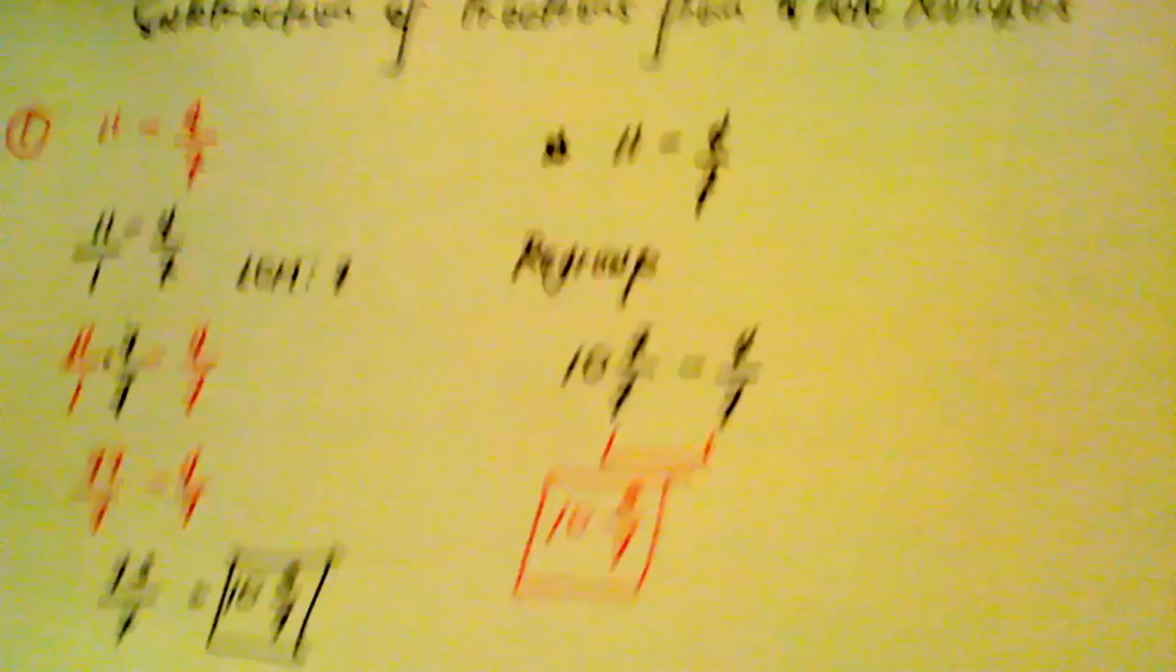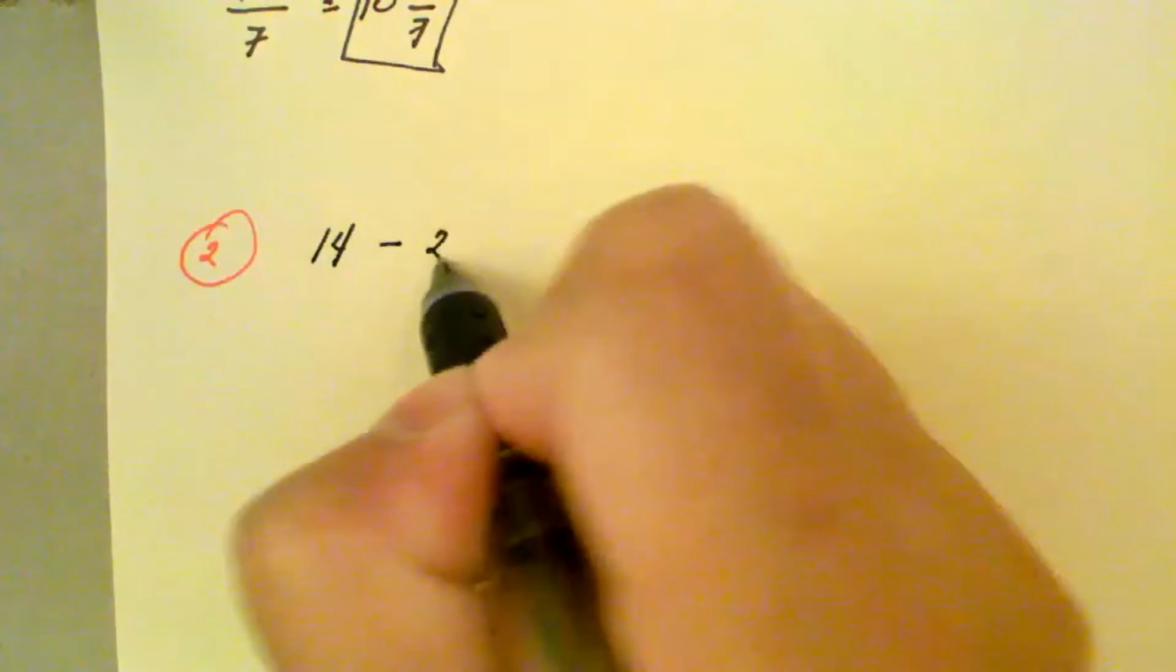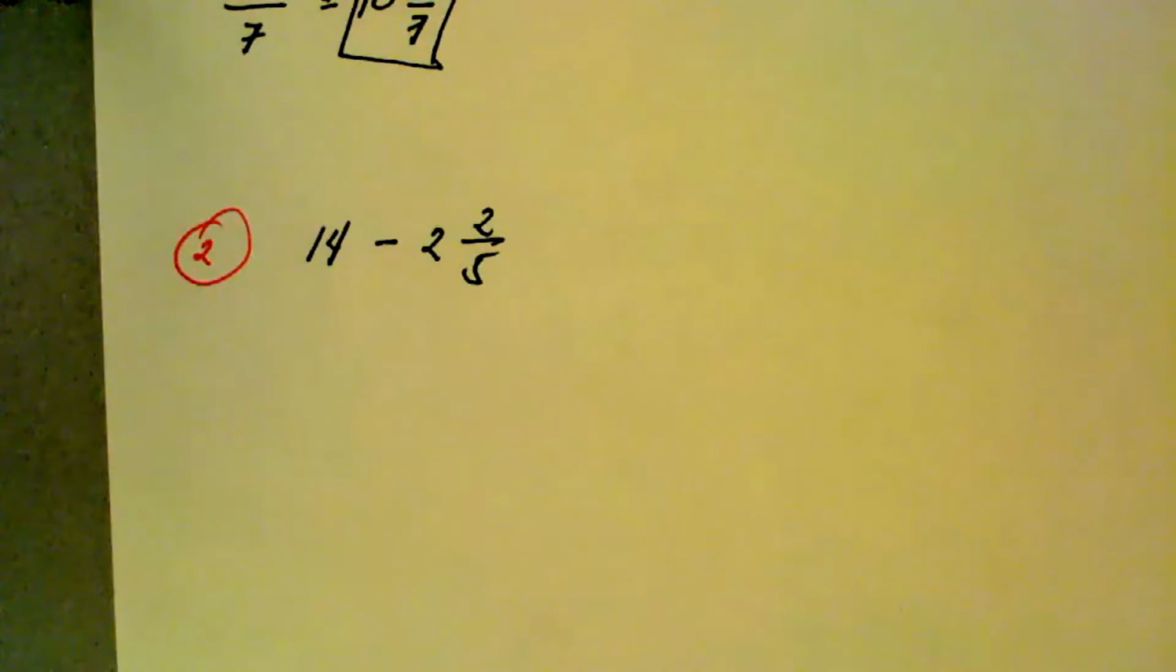Let's take a look at example number 2. Let's have 14 minus 2 and 2/5. So let's use the regrouping method here. But again, if you want to make this into improper fractions, it's fine. There's multiple ways you can get from A through Z.